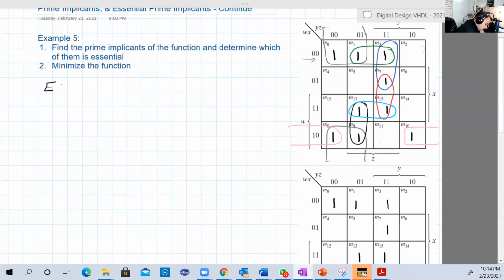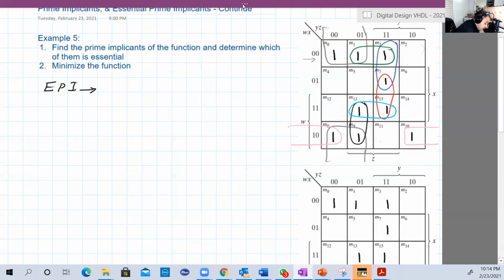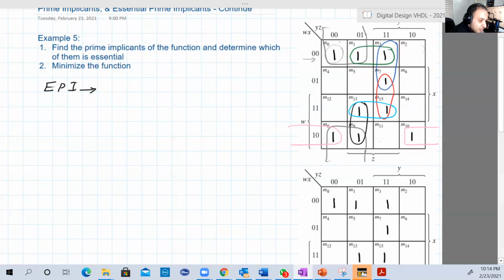So essential prime implicant. The gray is essential because basically this one does not belong to any other group. So what is the gray group? W is changing, X is not changing, so it's X bar. Z is changing, so Y bar. Okay.